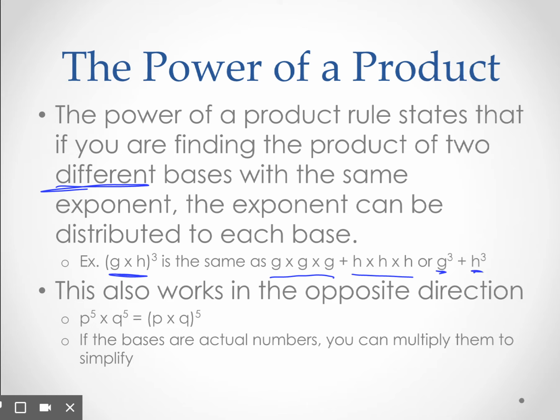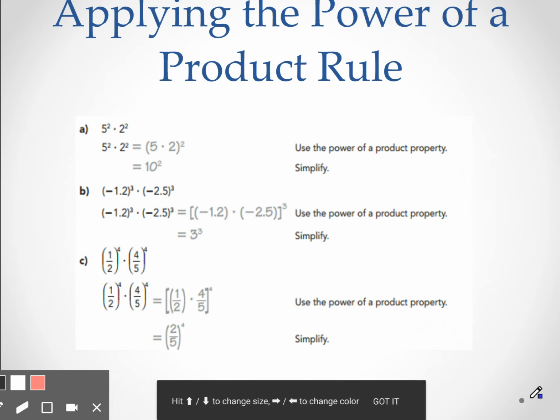We can also work this in the opposite direction. If we had p to the fifth times q to the fifth, we could separate that out and have p times q all raised to the fifth power. If the bases are actual numbers, you can then multiply them inside the parentheses to simplify.